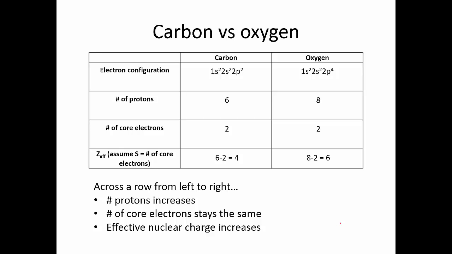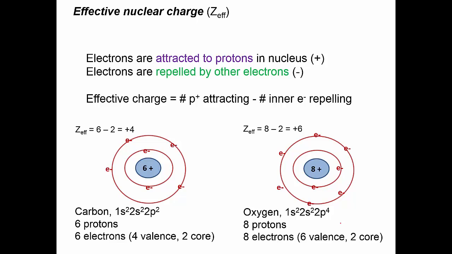You'll notice as you look on a periodic table, oxygen is to the right of carbon, and you will see that as you go across the row from left to right, the number of protons increases as the atomic number increases, but the number of core electrons stays the same. And that's because every element in a row has its valence electrons in the same shell. So like the second row has all second shell valence, third row is third shell valence, fourth row is fourth shell valence. So protons are increasing, but core electrons stay the same, so the shielding is basically staying the same. That means overall your effective nuclear charge is going to increase.